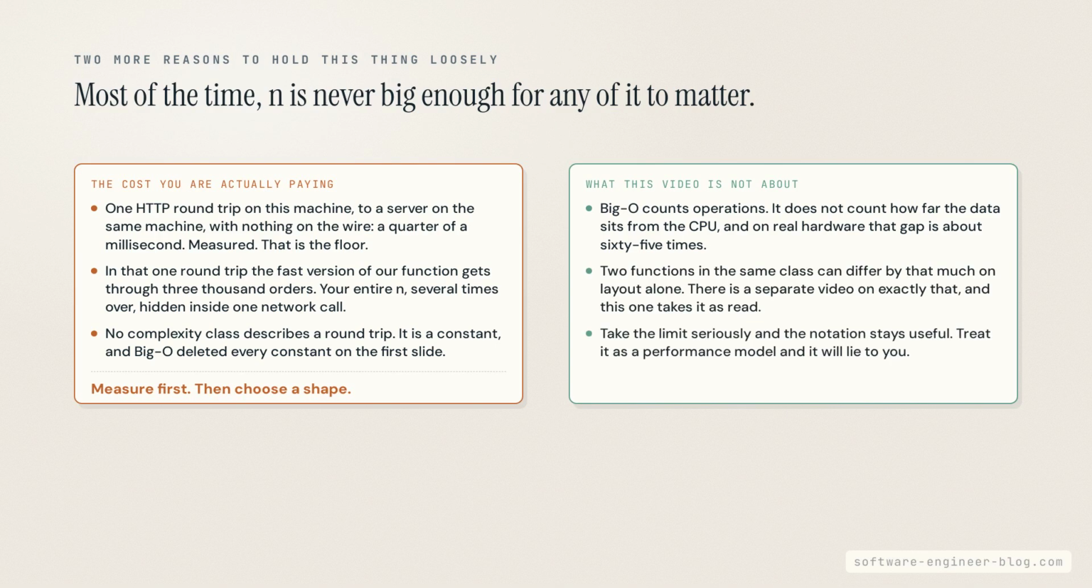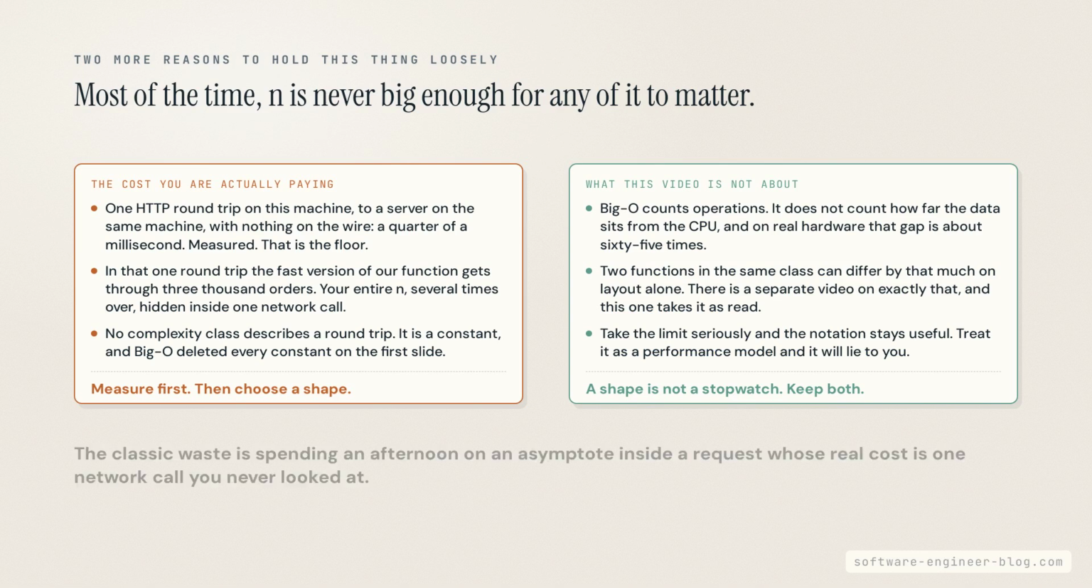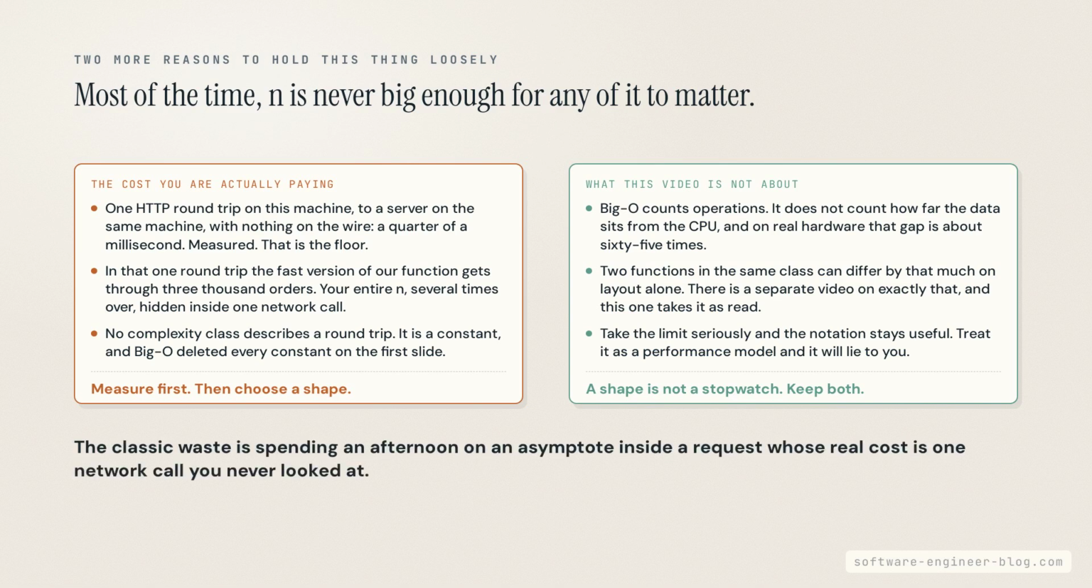The second reason is a limit I would rather state than hide. Big O counts operations. It does not count how far the data sits from the processor, and on real hardware, that gap is about 65 times. 2 functions in the same class can differ by that much on memory layout alone. There is a separate video on exactly that, and this one takes it as read. Take the limit seriously and the notation stays useful. Treat it as a performance model and it will lie to you.